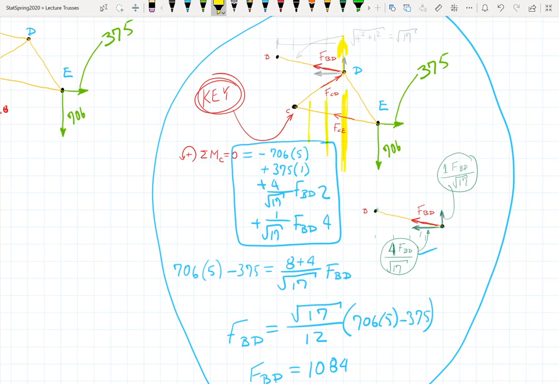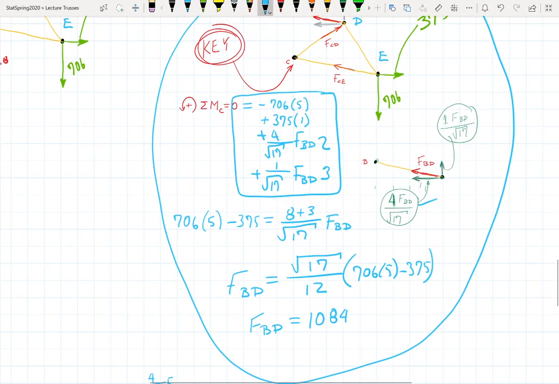Uh-oh. Its moment arm is 3 instead of 4. So we have goofed that, and that is a 3. So that means this is a 3. That means this is an 11. Now, 706, let's try to fix this last one.